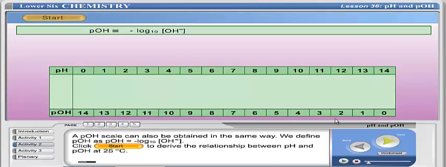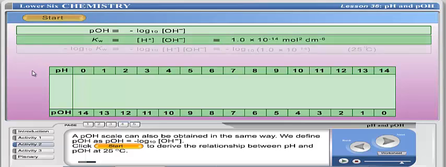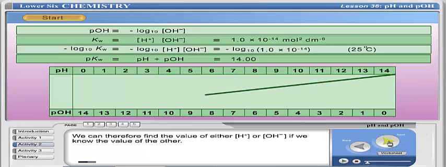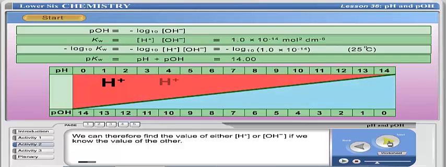A pOH scale can also be obtained in the same way. We define pOH as pOH equals negative log of concentration of OH- ions to the base 10. Click the Start button to derive the relationship between pH and pOH at 25 degrees Celsius. We can therefore find the value of either concentration of H+ ions or concentration of OH- if we know the value of the other.